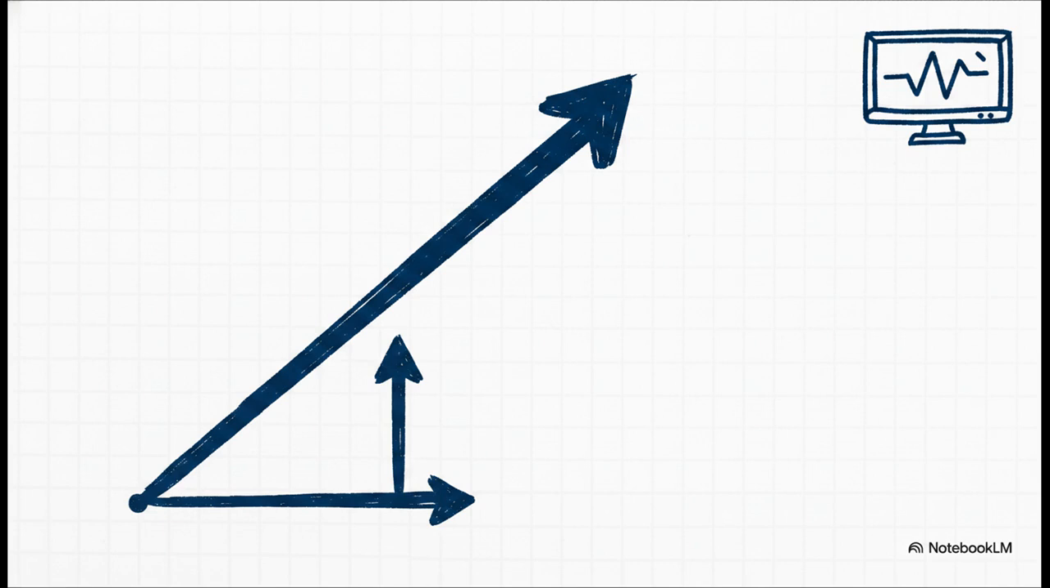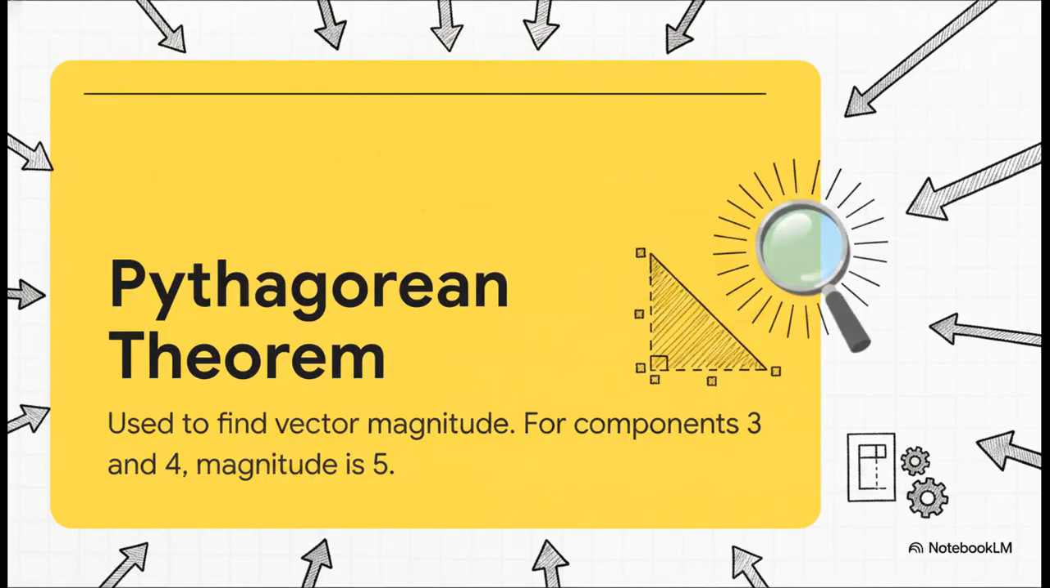Component form essentially takes a physical arrow in the real world and translates it into pure computable data. Then, from those components, we can easily find the total magnitude of the vector, which is 5 in this case, using the classic Pythagorean theorem you probably remember from high school math. 3 squared plus 4 squared equals 5 squared. It's an elegantly simple mathematical foundation that empowers engineers to scale up to incredibly complex real-world physics.